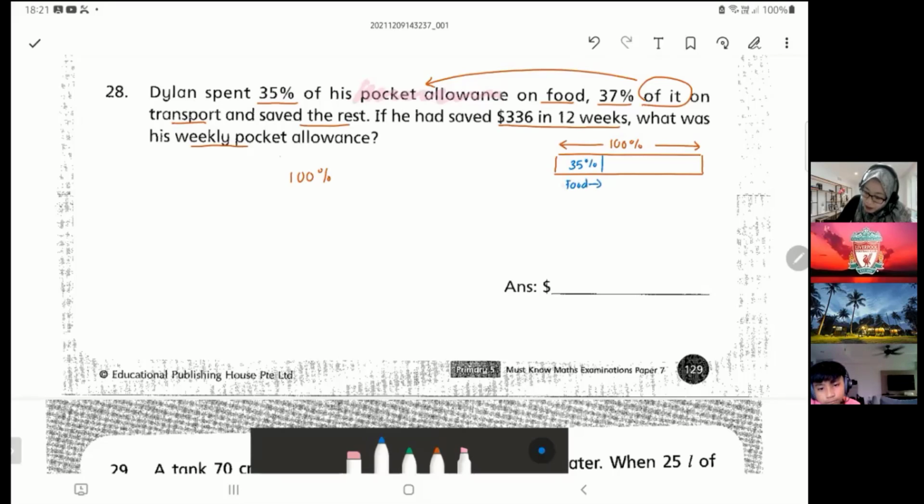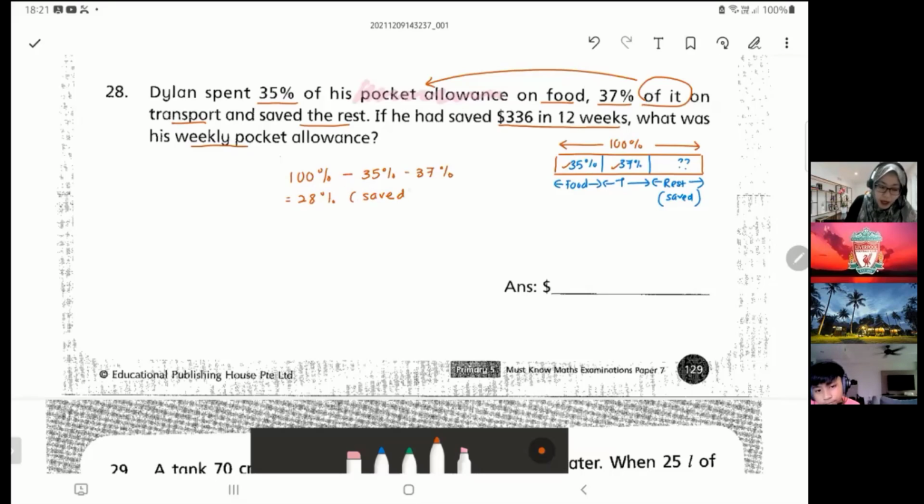But it didn't remain as 100% for long, because 35% of it is spent on food. Okay, and then 37% of it is spent on transport, T. And then he saved the rest. How much is the rest? Can you find out? You have to take away the food and take away the transport. Okay, that's my first step. 100% minus 35% minus 37%, I get 28%. This is what I save.